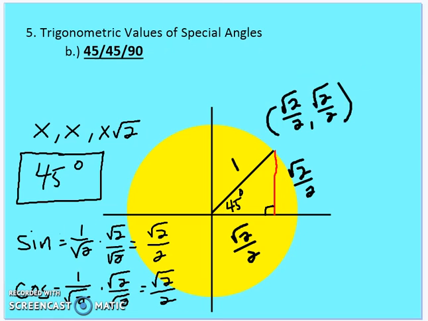All right, so we end up with both sine and cosine being 1 over root 2, which after rationalizing ends up with a value of root 2 over 2 for the 45, 45, 90 triangle for both sine and cosine. Now another question would be, what is the tangent of a 45 degree angle? And you can see that tangent would be root 2 over 2 divided by root 2 over 2, which is going to be equal to 1. So tangent of a 45 degree angle is equal to 1.